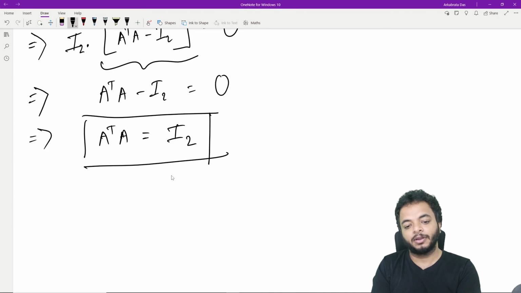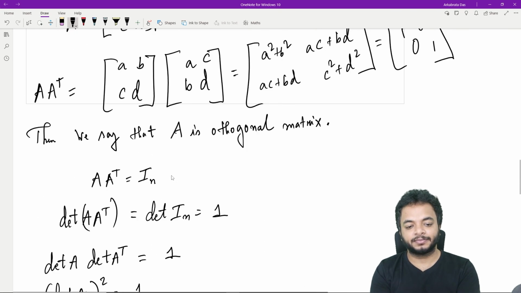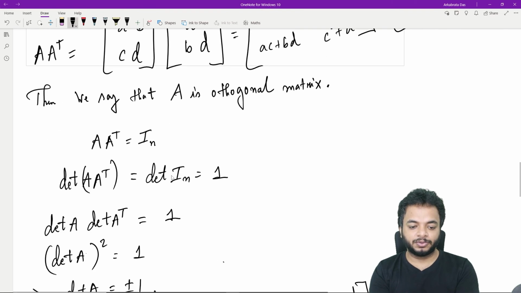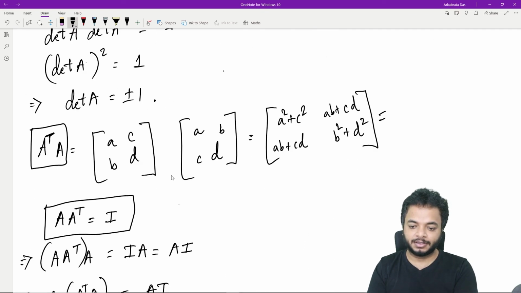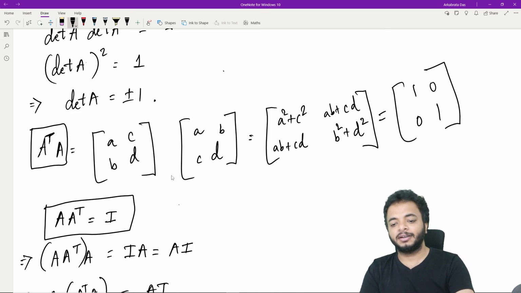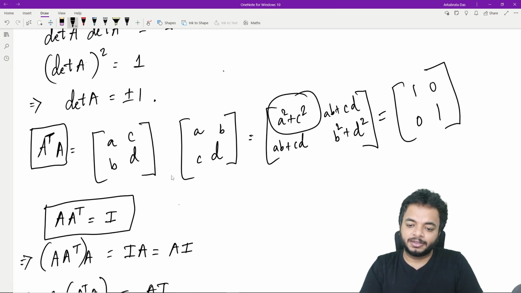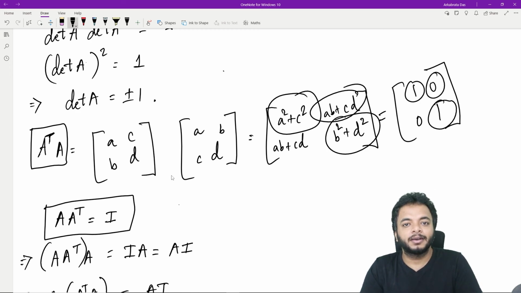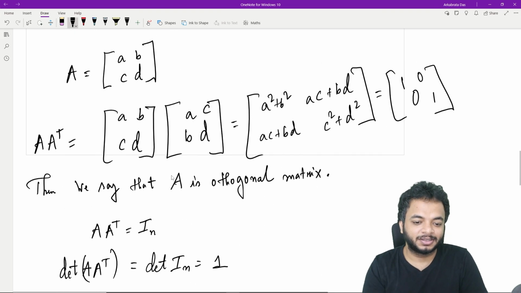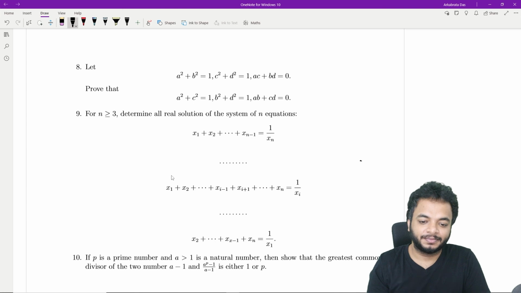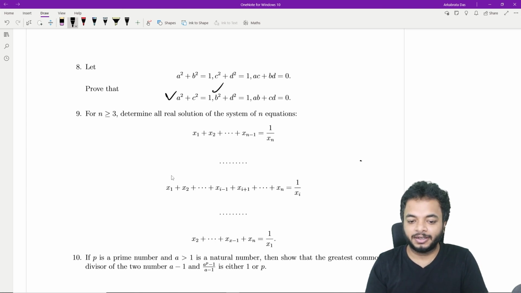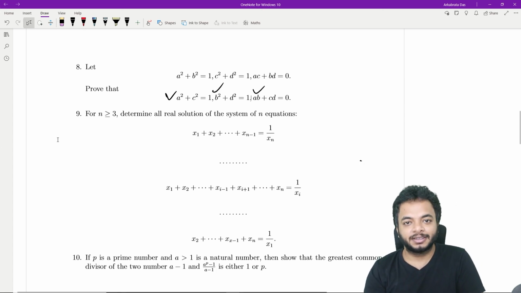So that is what we required here. Now A transpose A here is the identity matrix 1 1 0 0, and if you are comparing component wise, A squared plus C squared is equal to 1, B squared plus D squared is equal to 1, and AB plus CD is equal to 0. So we are done proving what was given here. So A squared plus C squared is 1, B squared plus D squared is equal to 1, and AB plus CD is equal to 0.